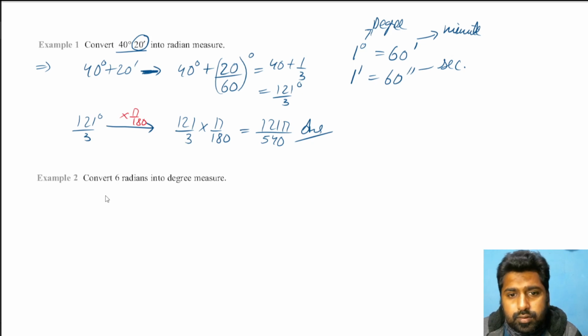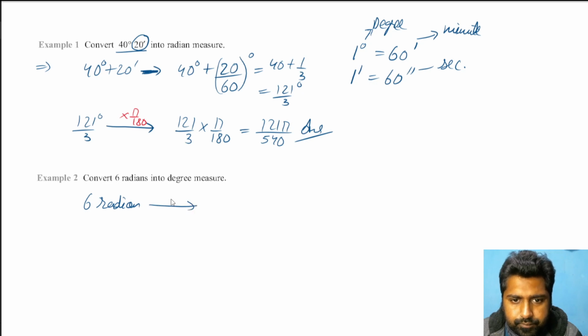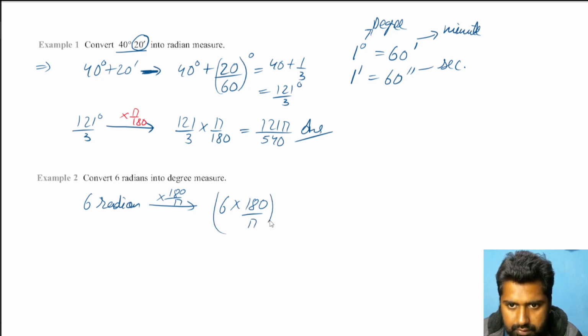Now, reverse of it. You have to convert radians to degree. So we also know that 6 radian, if I want to convert into degree, I have to multiply by 180 by pi. So 6 into 180 by pi. That will be in degree.